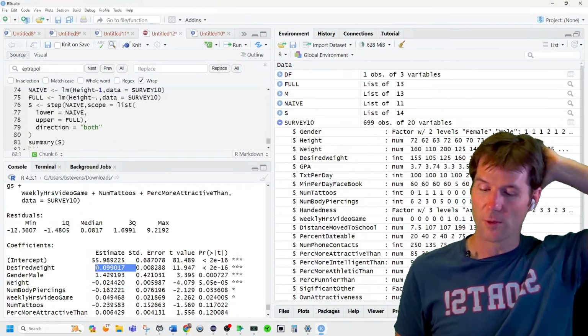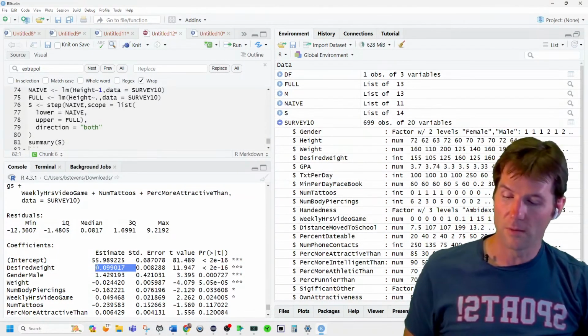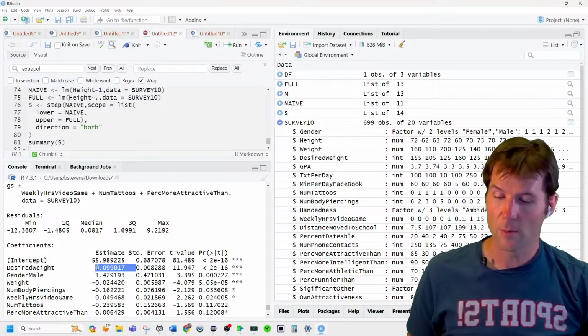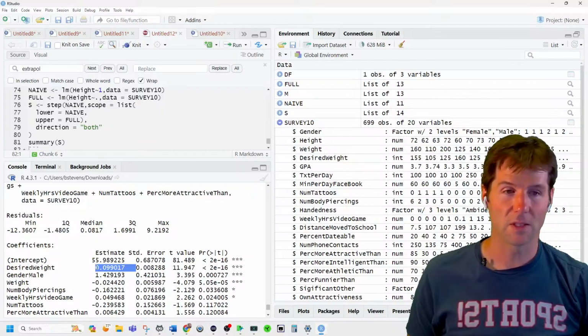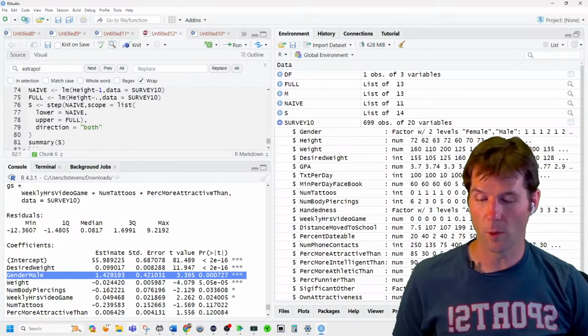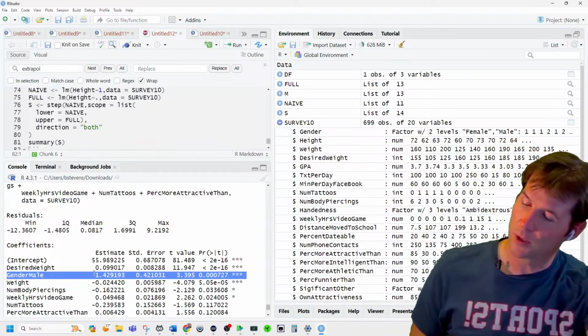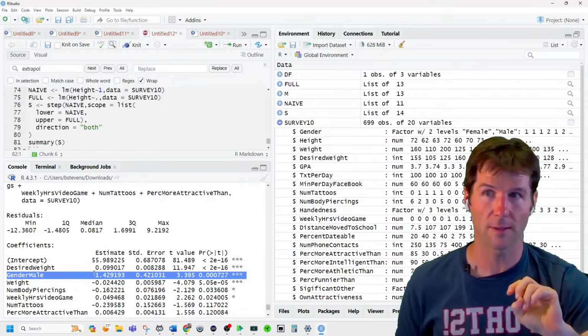Two individuals who differ in their desired weight by 1 pound but are otherwise identical are expected to differ in their height by 0.1 inches, where the person who wants to weigh more is expected to be taller. Two individuals who are otherwise identical, but one is male and the other is female, the person who is male is expected to be 1.4 inches taller.